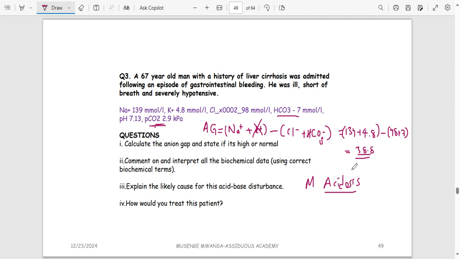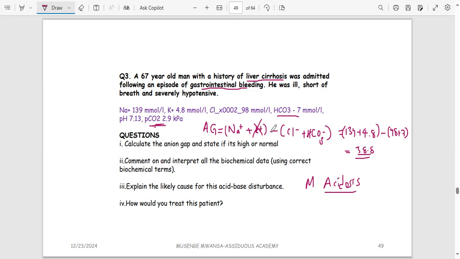Metabolic acidosis, again, the likely causes are lactic acidosis, diabetic ketoacidosis. Especially look at this, this patient has got liver cirrhosis. So there's a problem with the liver and episodes of gastrointestinal bleeding. So if this patient is bleeding, what do we think is going to be happening? When you look at the liver, it can be lactic acidosis on that basis. The GIT bleeding can as well be a cause.